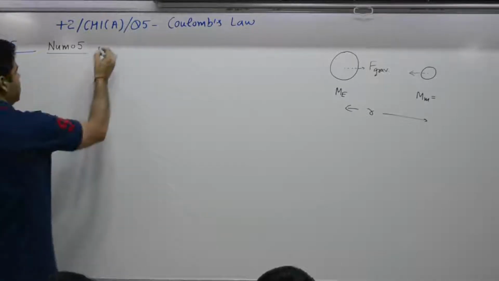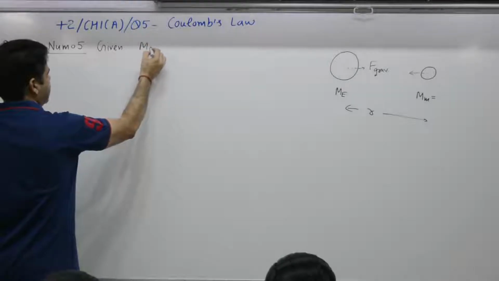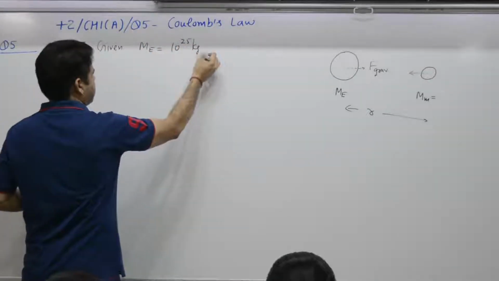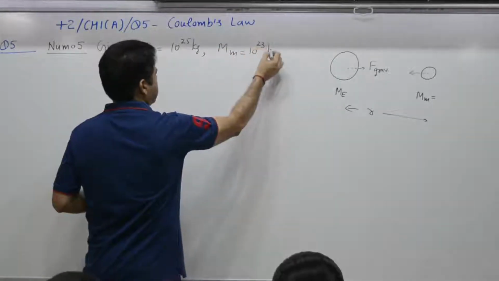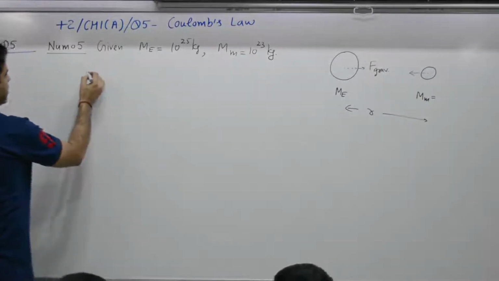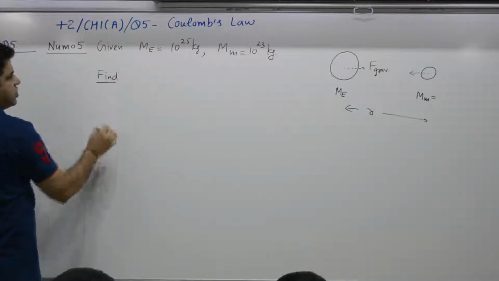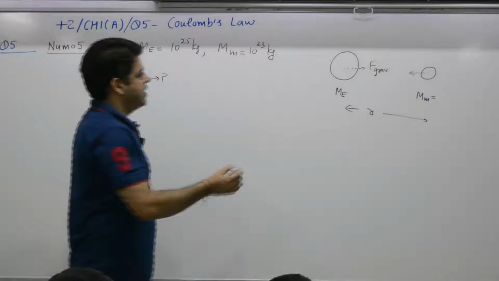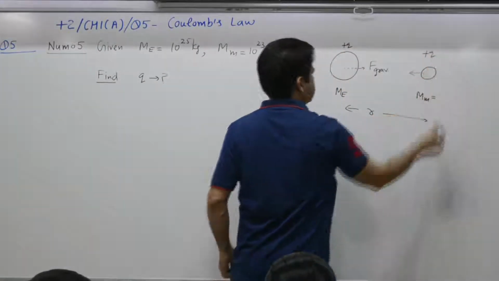Given is what? Yes, mass of Earth. How much? Mass of Moon. You have to find out what? You have to find out charge on each. Let charge Q is placed on each. Suppose it is plus, similar charge.